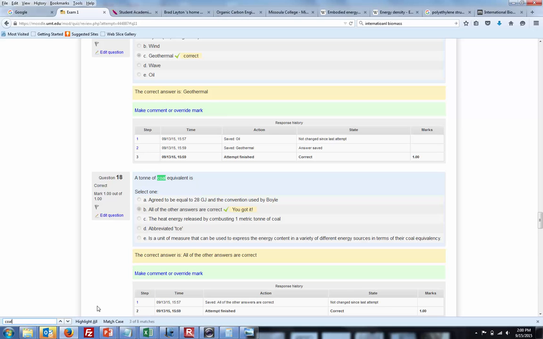So let's just pause there. The 28 gigajoules, in the book it talks about hard coal and lignite, and then it only mentions that it's been adopted in UK statistics. It doesn't necessarily say that it was agreed to be equal to 28 gigajoules. Where are you reading that? Page 42. Let's take a look. It says it all depends on the type of coal. I read that and said, well, it says 28.